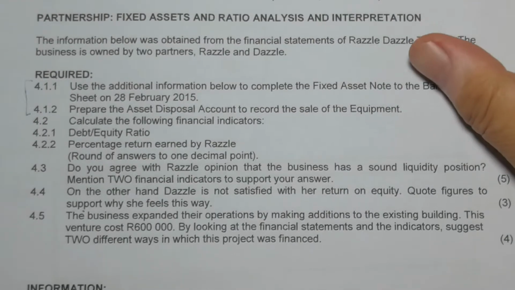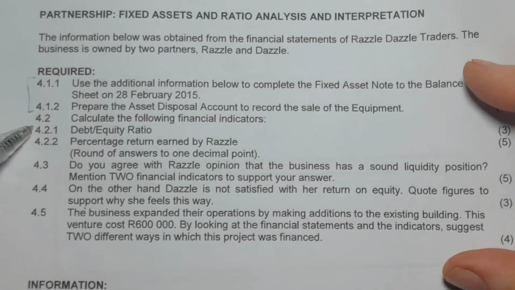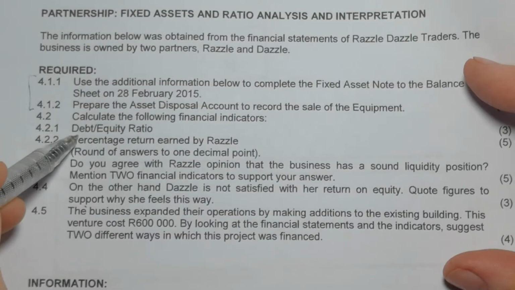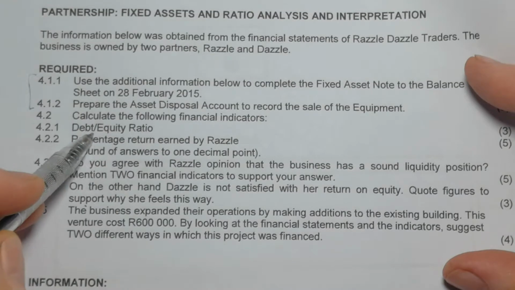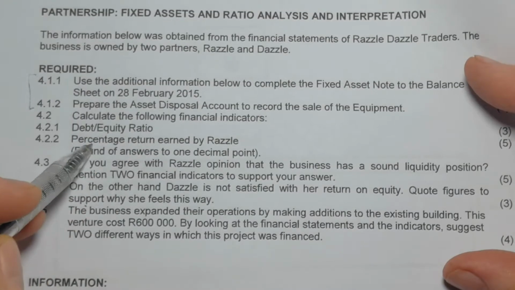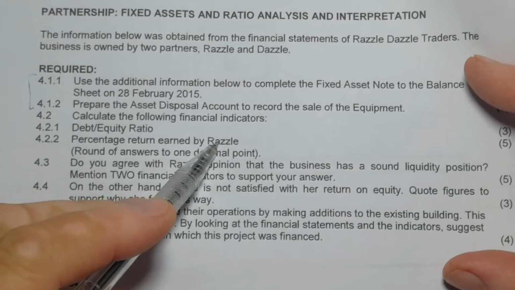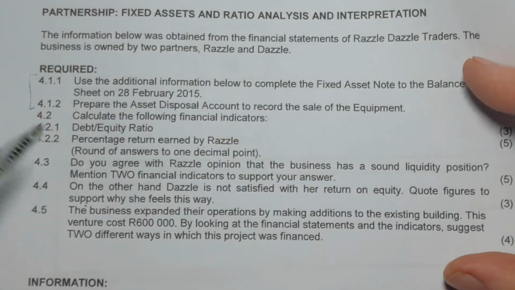This is question 4, and we're going to go to question 4.2, 4.2.1, 4.3, 4.4, and 4.5. 4.2.1: calculate the following financial indicators. First of all, the debt and equity ratio, and then the percentage return earned by RASL, and round off the figures to 1 decimal point.